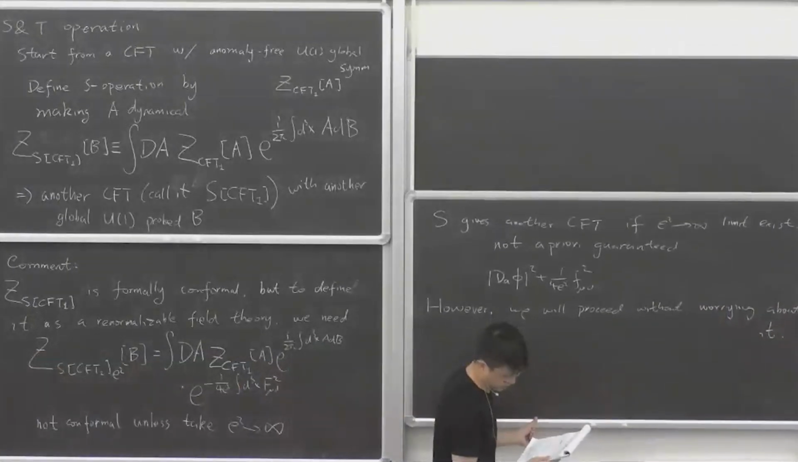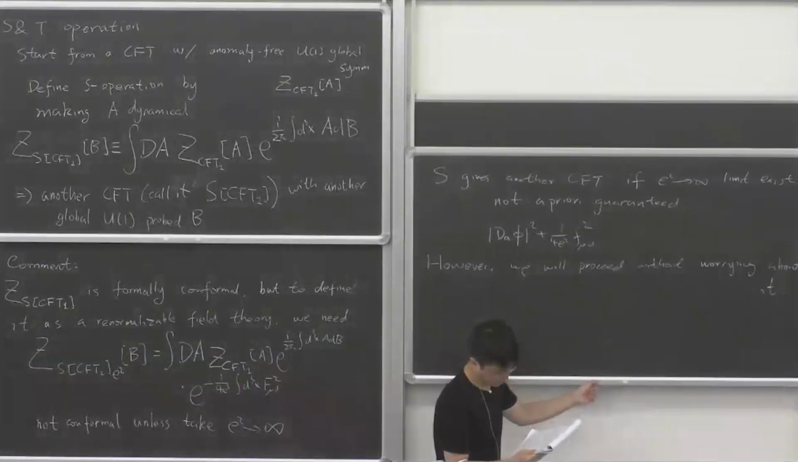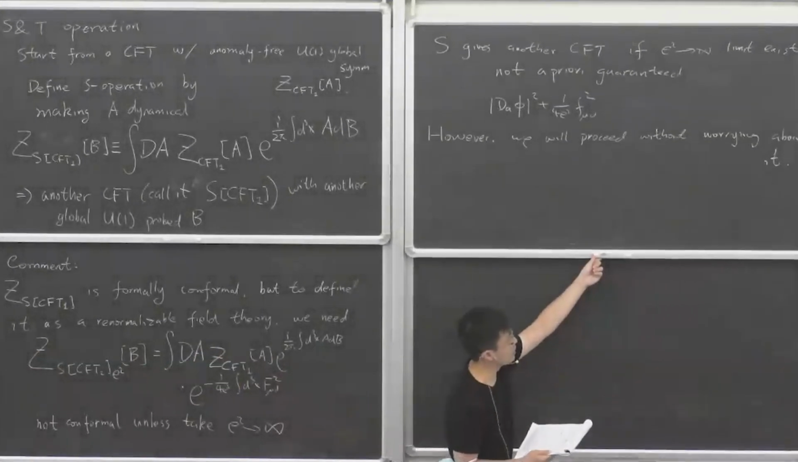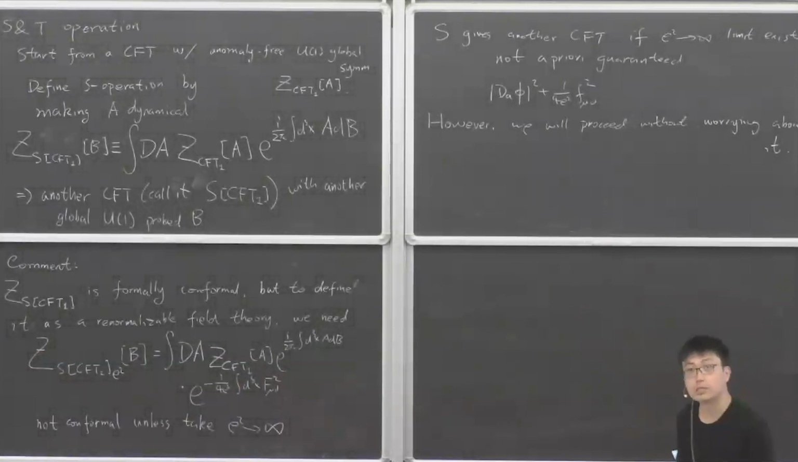Okay. So that's the side comment. So from now on, I'll just proceed, assuming that the limit exists and it also commutes with whatever other limit I want to take.